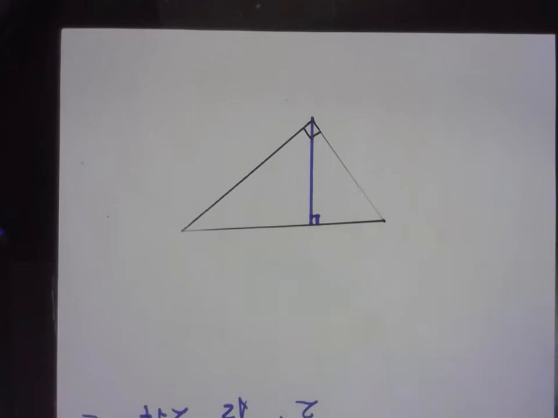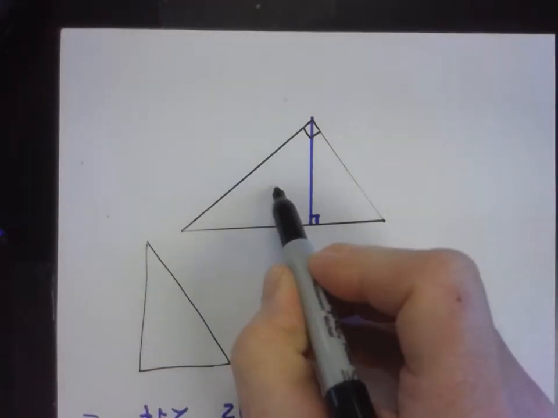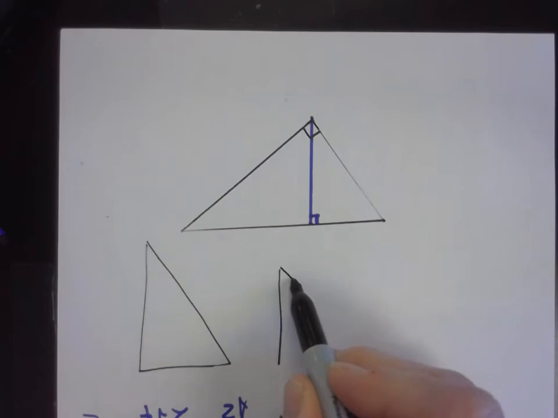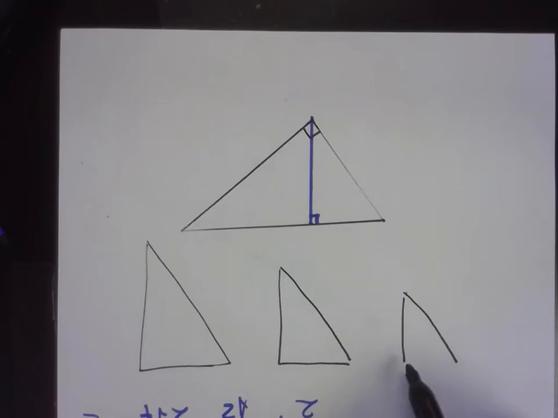So they're different sizes, of course, but we've got this big one, the original, and then we've got this kind of medium one, and then we got the little baby one. It's like the 3 bears story of triangles, and all 3 of them are similar to one another. So if the altitude is drawn to the hypotenuse of a right triangle, then the 2 triangles formed are similar to the original and to each other.